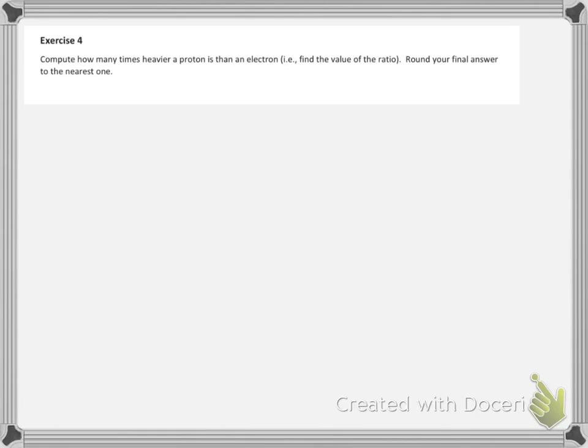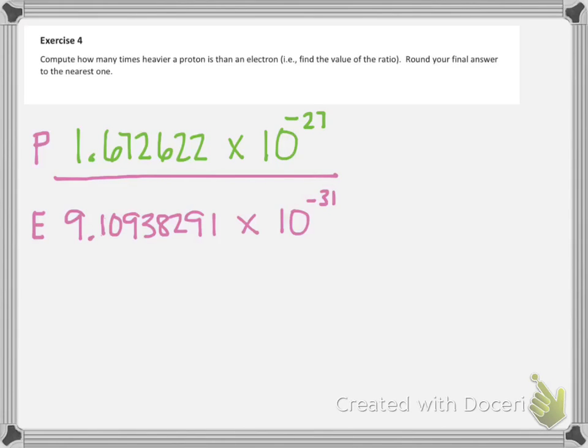Exercise 4, compute how many times heavier a proton is than an electron. So we've got to find the value of the ratio. So we're going to take that ratio from our exercise 3 and put it in this slide. So let me do that right now. Okay, so then we can just divide 1.672622 divided by 9.109382291 gives us the answer, which is 0.1836. I'm going to round it there.